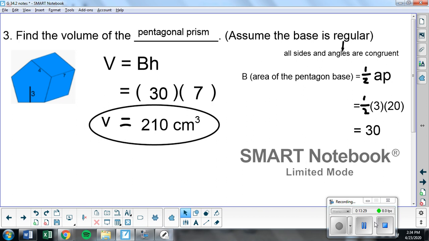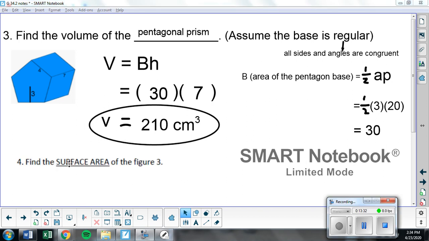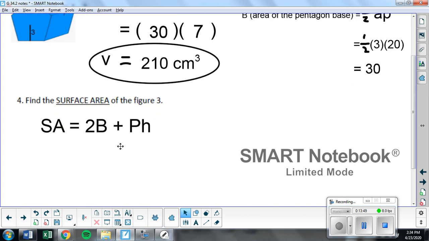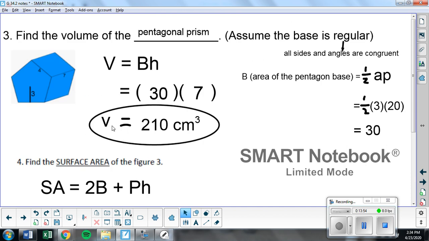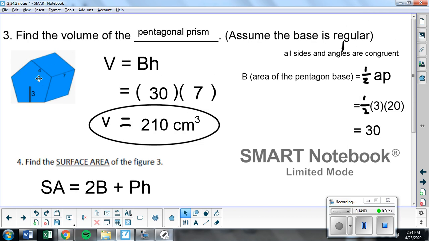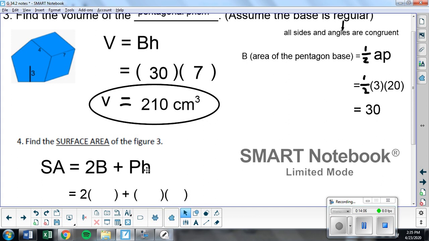All right, the last question is find the surface area of figure 3. So still working with the same figure. Today we're doing volume. We did surface area yesterday. So look back at your notes. What's the surface area formula? 2b plus ph. And what did these letters stand for? B stood for area of the base. Is that what this B stands for? Yes, area of the pentagon base. Yesterday it stood for area of the pentagon base. H stands for height, the distance it was extended. That's exactly what this H stood for yesterday also. And P stood for perimeter of the base.